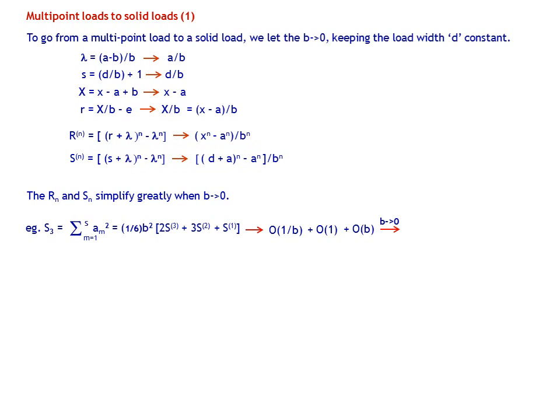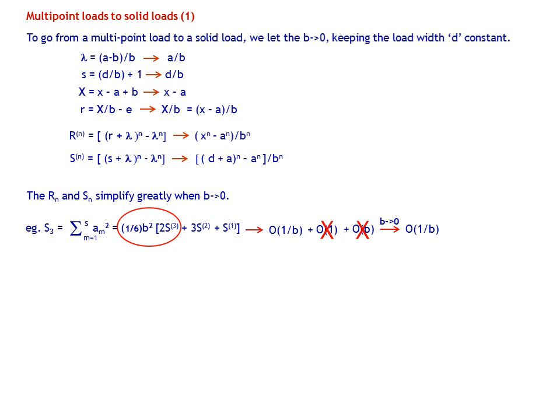As b goes to 0, the order b term goes to 0 identically, and the order 1 term becomes insignificant when compared to the order 1 over b term, so this can be ignored, leaving only the order 1 over b term. This came from the first term in brackets, the s bracket 3 term. This is a general result when evaluating Rn or Sn as b goes to 0. The only term that survives is the one with the highest number in brackets.